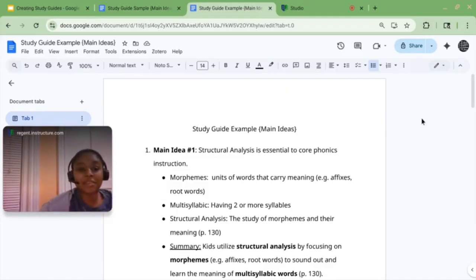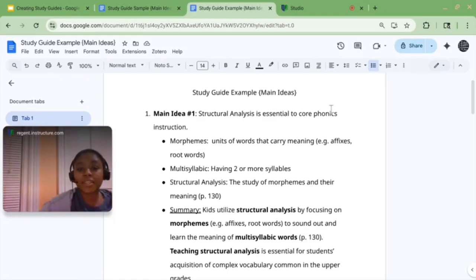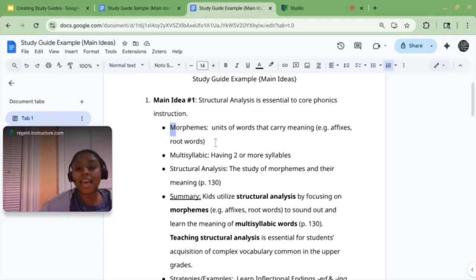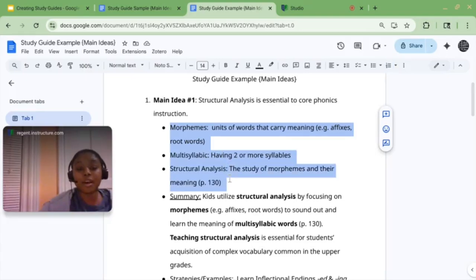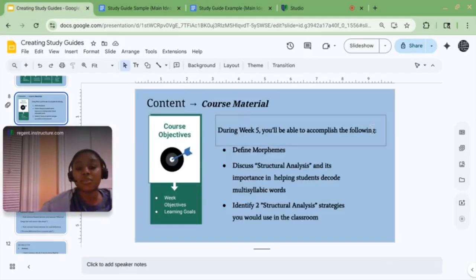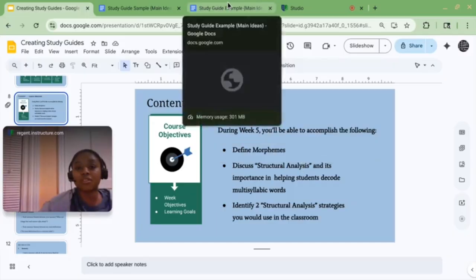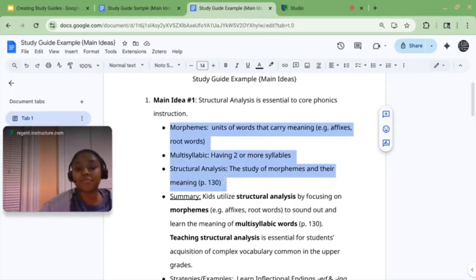Let's move on. Here we have my sample study guide, which is organized around main ideas, which I personally learned from my school's reading program. So essentially the main idea, the first one we have is structural analysis is essential to core phonics instruction. And so here we have my key terms, some of which directly tie back to those course objectives, which I could go back to right here. And so here we have defined morphemes and discuss structural analysis, which we are doing here in this section.